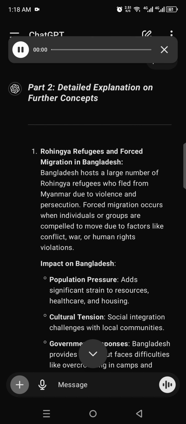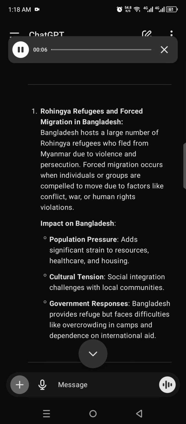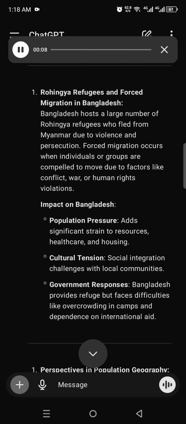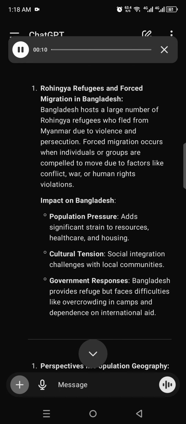Part 2, detailed explanation on further concepts. 6. Rohingya refugees and forced migration in Bangladesh. Bangladesh hosts a large number of Rohingya refugees who fled from Myanmar due to violence and persecution. Forced migration occurs when individuals or groups are compelled to move due to factors like conflict, war, or human rights violations. Impact on Bangladesh: population pressure.